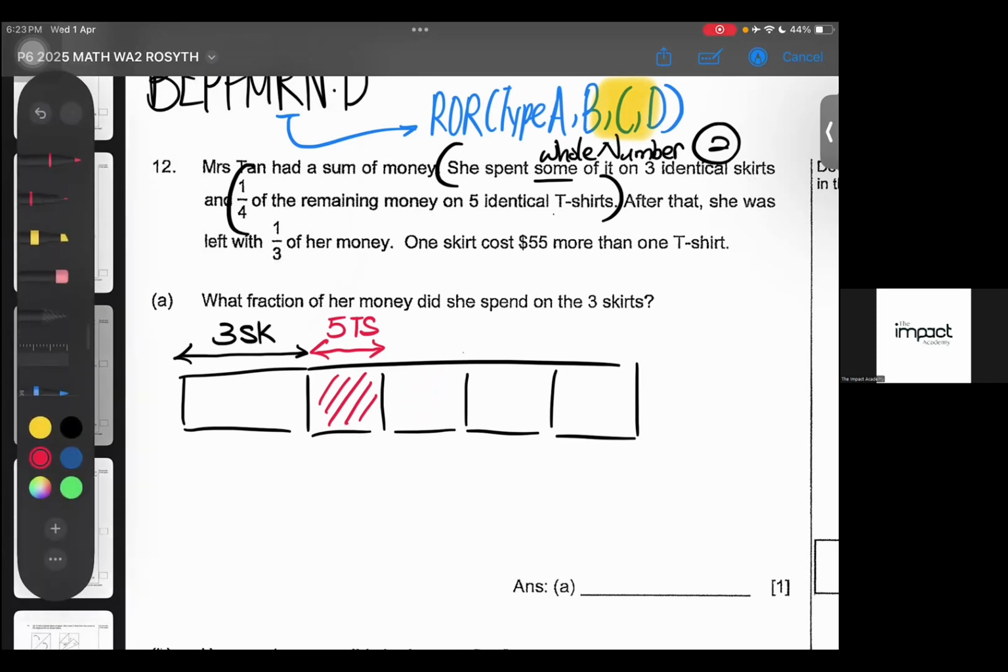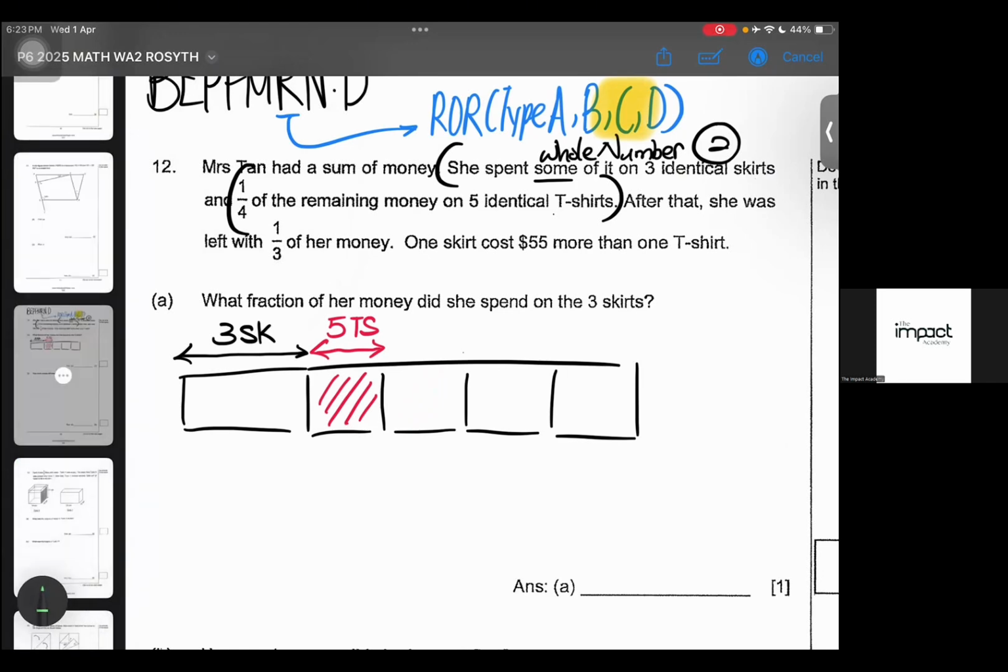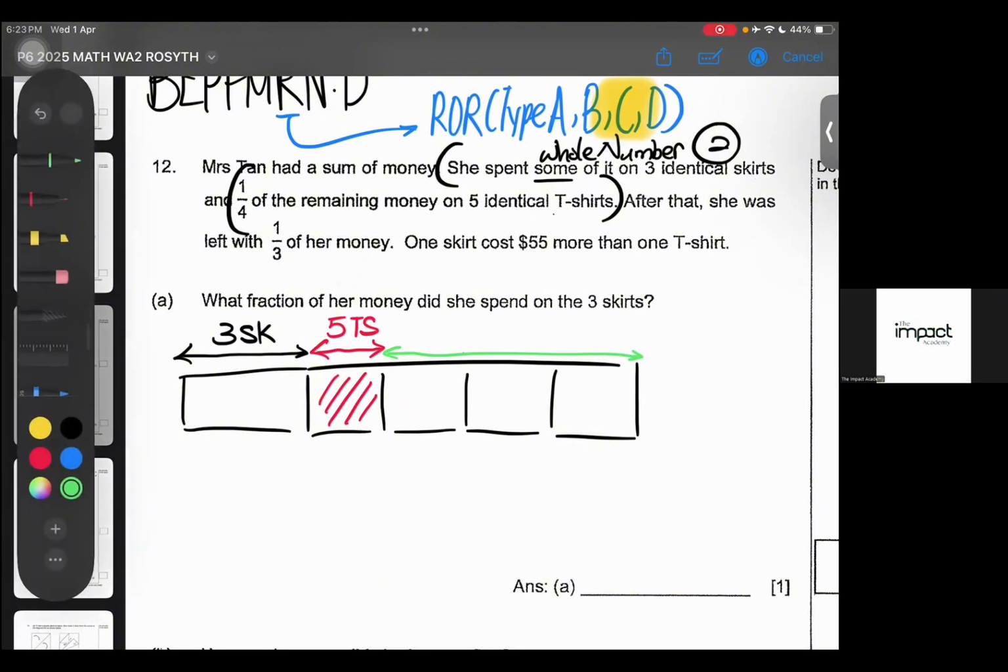What is he left with? Whatever that is over here is basically 1/3. This is 1/3 left. And we say this is 1/3. And type C, I always ask myself, how many units are there? 3. Agree or disagree?